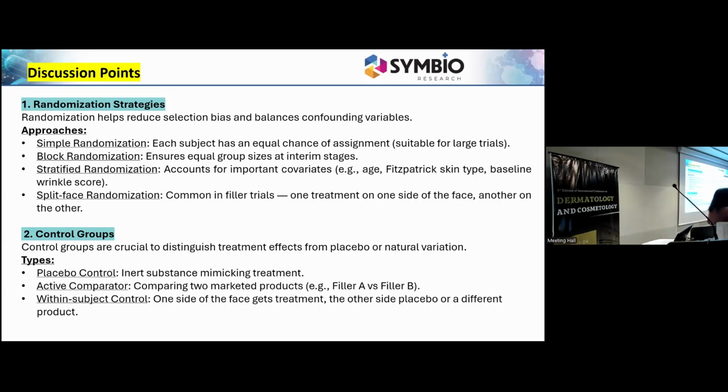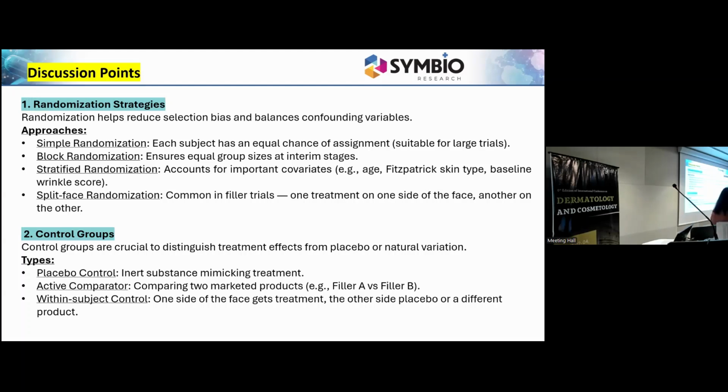Next is split-face randomization, a very, very common technique in any injectable clinical trial, in which one side of the face gets treatment A or filler A, and the second side gets treatment B or filler B. As I said, it is very common in clinical trials, with one treatment on one side and another on the other side.